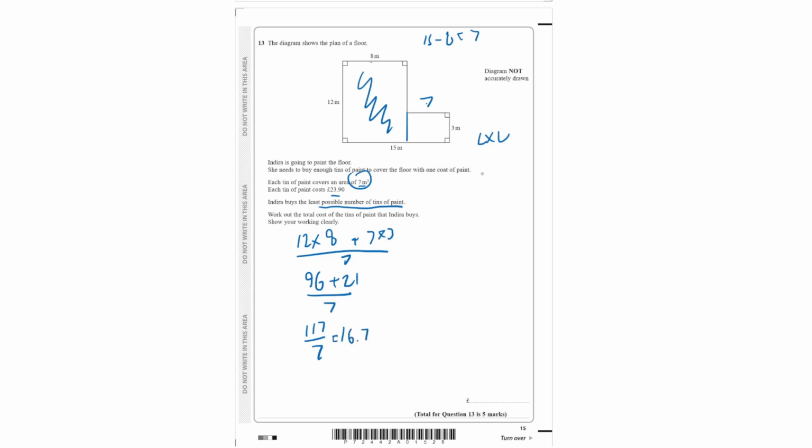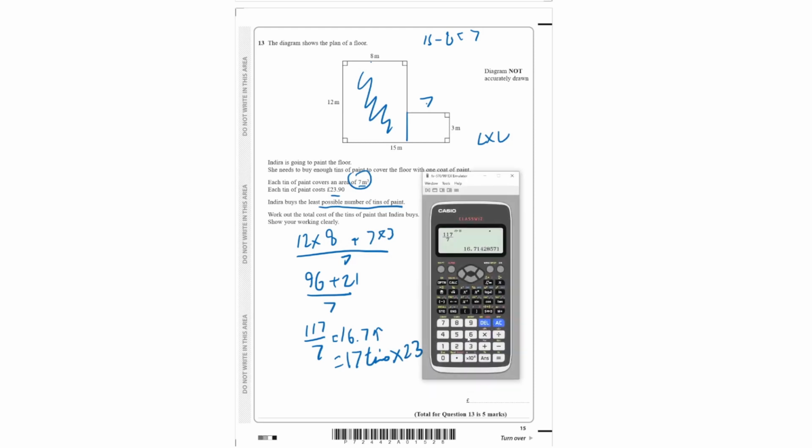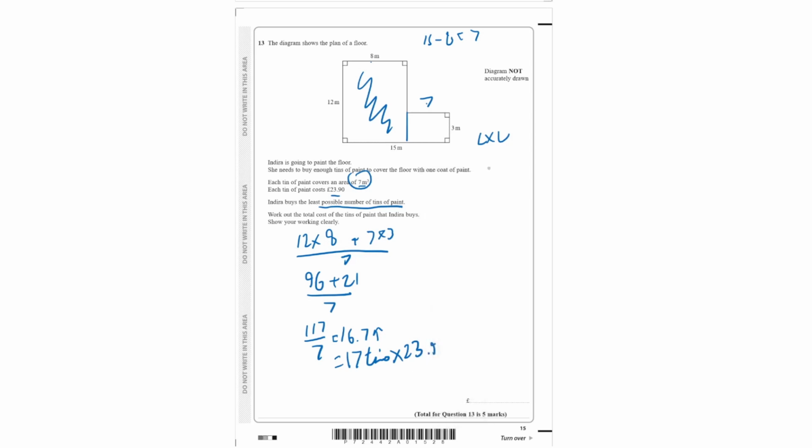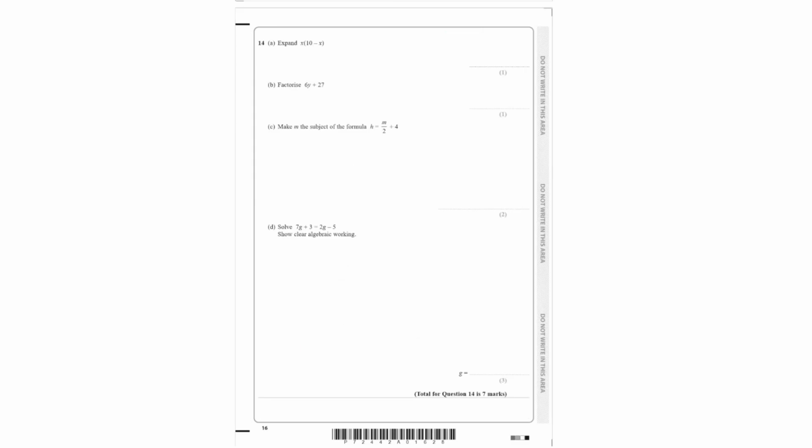But this is 16.7 tins. Since we can't have half a tin, we have to round up here. So we simply have 17 tins. And since each tin costs 23.9, we simply multiply by 23.9, and then we can find our value. So we simply have 17 times 23.9. We have 406.3 pounds.